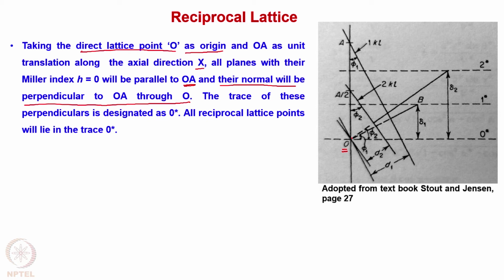And for all these reciprocal lattice points, suppose you have a plane parallel here, then a plane parallel there, and another there. These are all parallel planes at a given distance from the axis OA. If we drop a perpendicular from the origin to these planes and cut those distances at 1 by d, all the reciprocal lattice points that would generate would fall on this line, which is marked as 0 star.